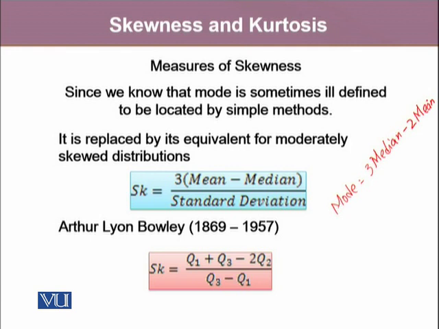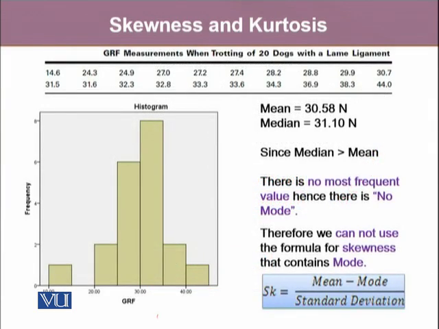Later on, A.L. Bowley gave another formula for the skewness, which is based upon quantiles, where it used the first quartile, third quartile, and second quartile, that's the median, and its ratio by the interquartile range. Let's take an example for GRF measurements to see how we think while we make decisions using different measures regarding the skewness of the data.